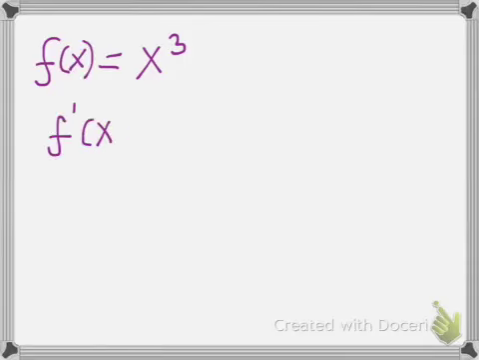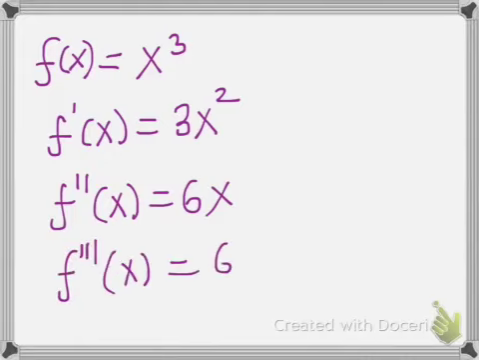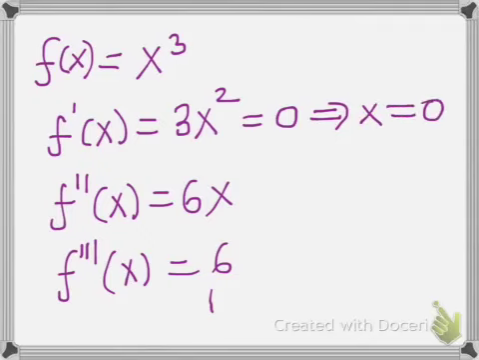For example, if we look at f of x equals x cube, right? The first derivative for this is 3x squared, the second derivative is 6x, and the third derivative for this function is 6, and subsequents are all 0, right? Now if I set my first derivative equal to 0, I get x equals 0 as a critical number, right?